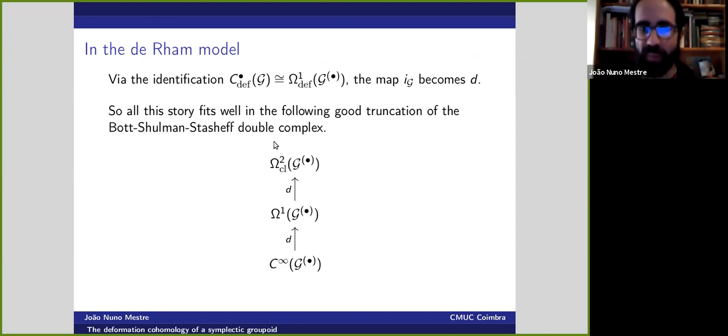So we kind of finish a little bit more of the Bott-Shulman-Stasheff double complex. We have really something like a good truncation, so we cut it at level 2, but take only closed things at the line 2. It's a bit tricky because it's a double complex. And so this part here is what describes the deformations of symplectic groupoids. This part here is the part that describes the deformations of Lie groupoids. And this is the map that induces the deformations of Lie groupoids out of Lie groupoid cochains.